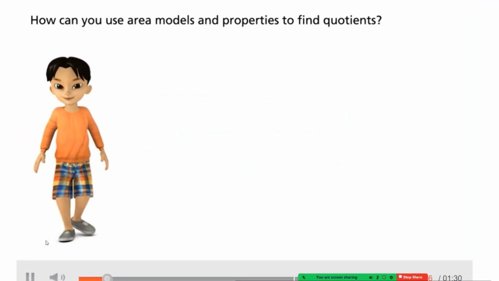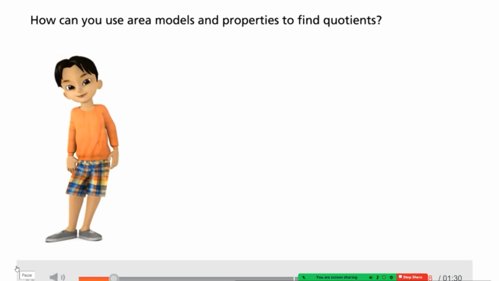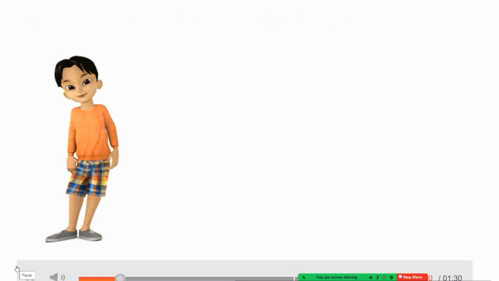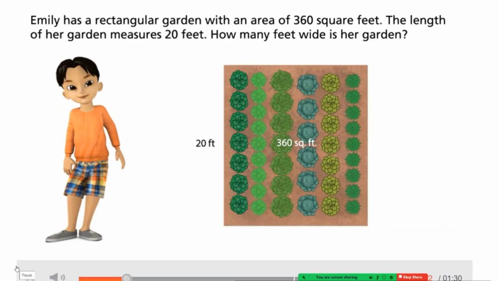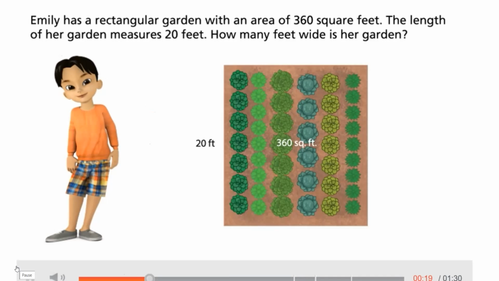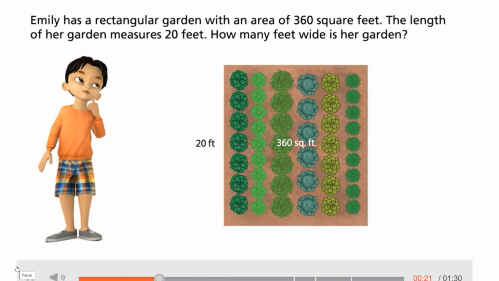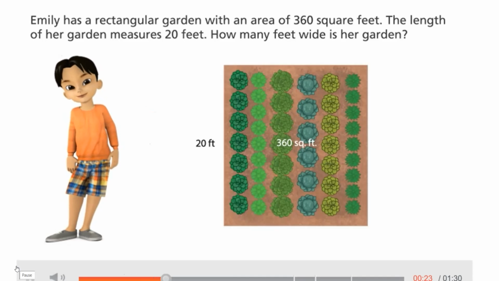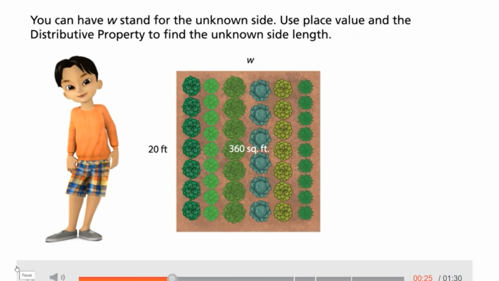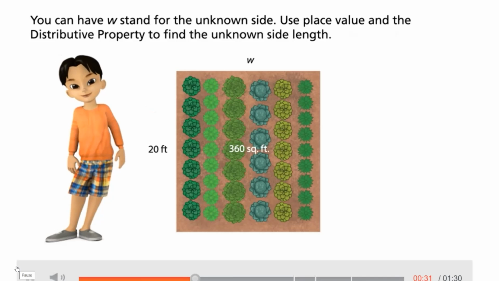How can you use area models and properties to find quotients? Emily has a rectangular garden with an area of 360 square feet. The length of her garden measures 20 feet. How many feet wide is her garden? You can have W stand for the unknown side. Use place value and the distributive property to find the unknown side length.